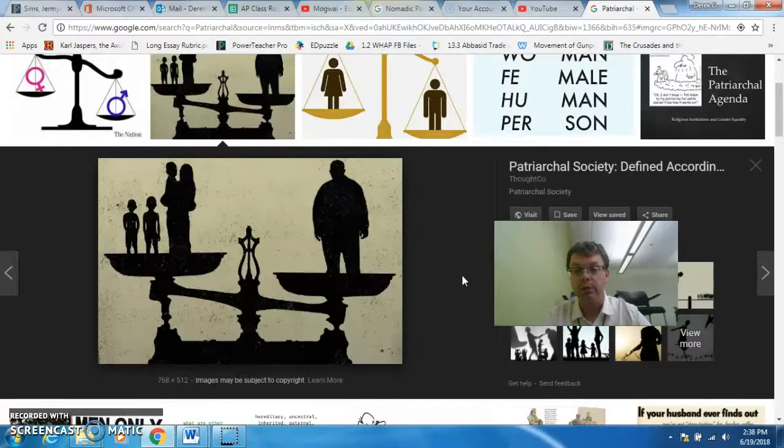So here's the amazing thing. When we were hunters and gatherers in the Paleolithic era, society was more or less equal between men and women. But once we started planting seeds and building villages, it became more patriarchal, where males or men started dominating. Historians have theories for this.